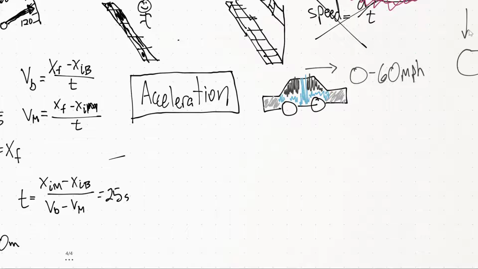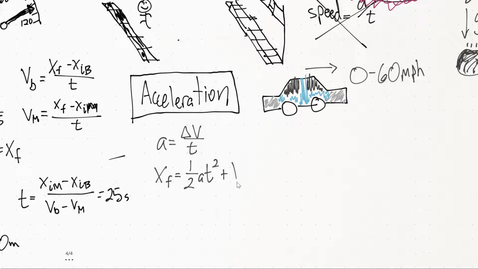Oftentimes we hear how fast a car can go from 0 to 60 miles per hour. That is a sign of how great the car's acceleration is. The equation for acceleration is change in velocity over time, or a equals v final minus v initial over t. Another useful equation that relates displacement and acceleration is x final equals 1/2 a t squared plus v initial times t plus x initial. Let's use these equations with an example problem to help us solidify the idea.